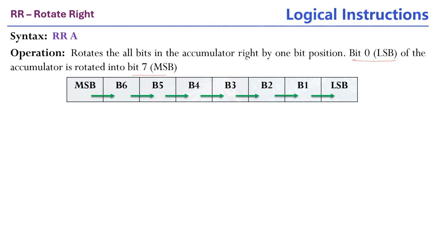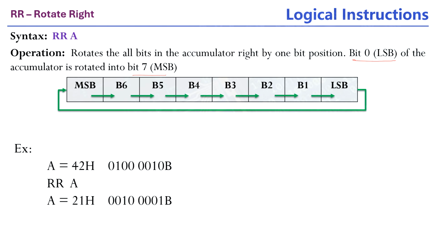You can see this MSB is moved to the B6 position, B6 is moved to the B5 position, and so on, up to B1 being moved to B0. B0 means LSB, and this LSB is moved to the MSB. So in this way, the rotate right instruction will work.